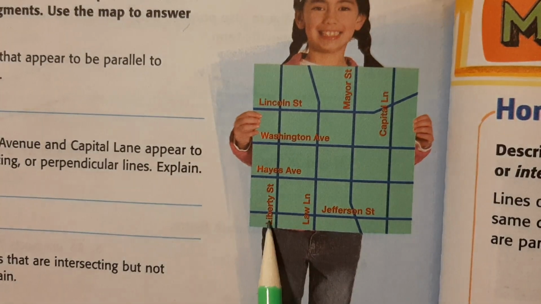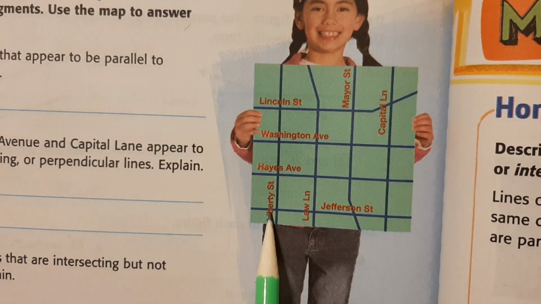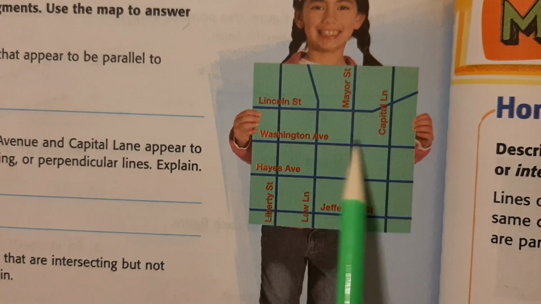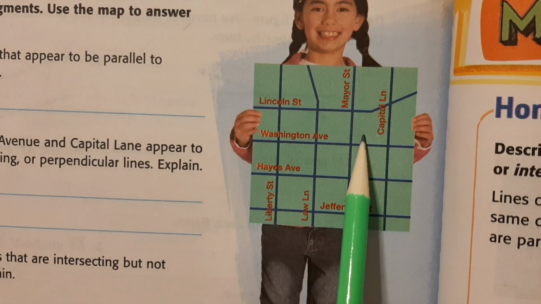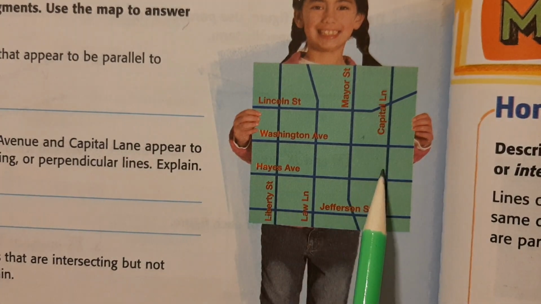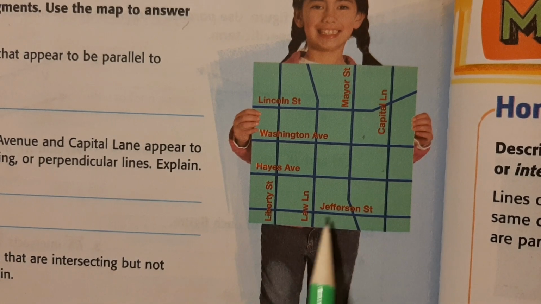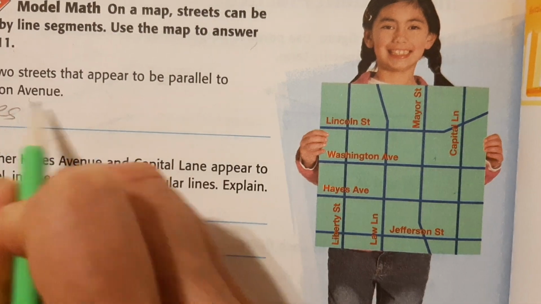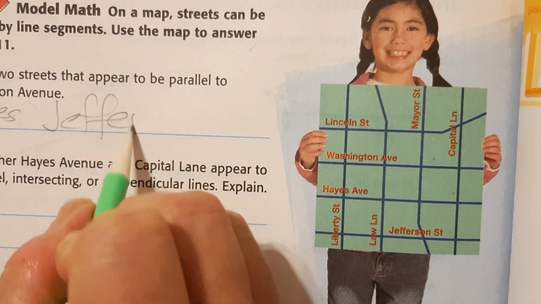Okay, did you write Liberty Street? Well, good, because that's not really right. They wanted parallel lines. So here's Washington. Where's another parallel line? Hayes. Here's Jefferson. So you should have written over here, Hayes and Jefferson.